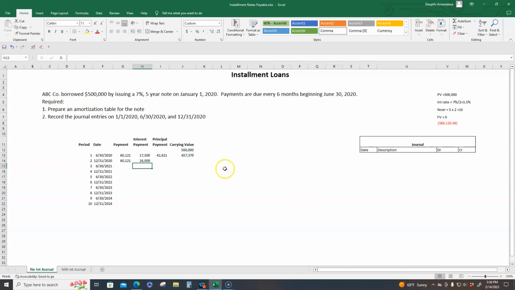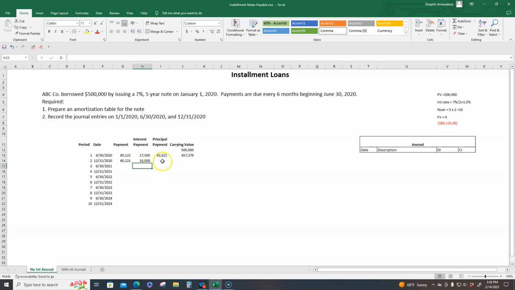That gives us interest to be $16,008. Does that look correct? It should, because interest should be less because our principal is less now. Our loan amount remaining is less. So our interest should be less.